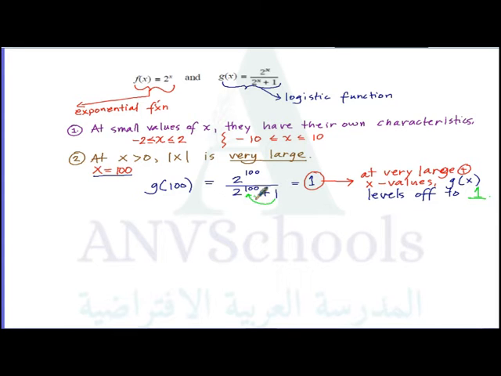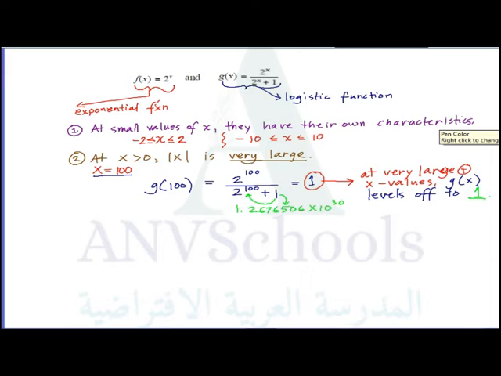2 raised to 100 is actually 1.2676506 times 10 to the 30. Look at that value. And 1 compared to this is very negligible. That's why it's almost nothing. So 2 raised to 100 divided by 2 raised to 100 plus 1 levels off to 1. So that's the behavior of your g of x at very large positive values of x.